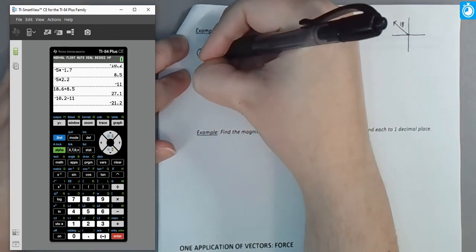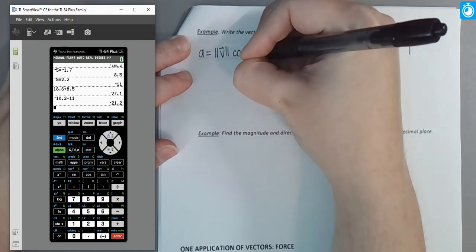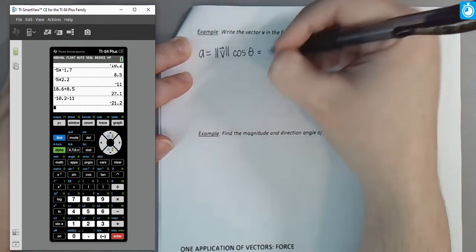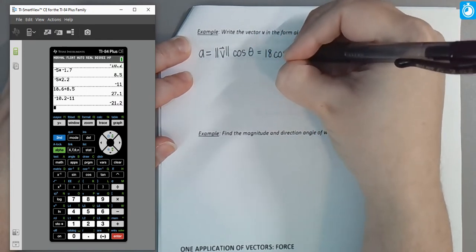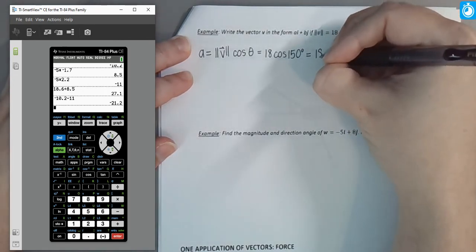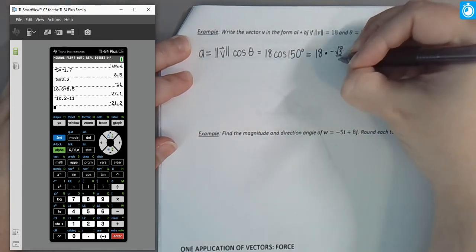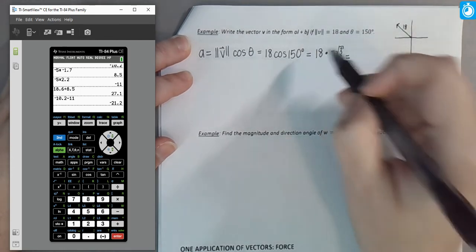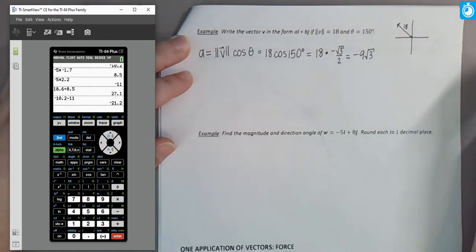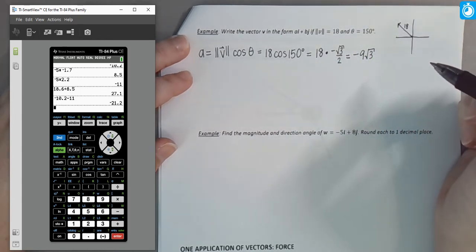So a, our horizontal component, is going to be the magnitude of our vector times the cosine of our direction angle. Well, in this case, the magnitude of our vector is 18, and our direction angle is 150 degrees. So we're taking the cosine of 150 degrees. Okay, so at 150 degrees, our cosine is going to be negative root 3 over 2. And so 2 divides into 18 9 times. So that's going to be negative 9 times the square root of 3. That is the horizontal component of this particular motion expressed in this direction.